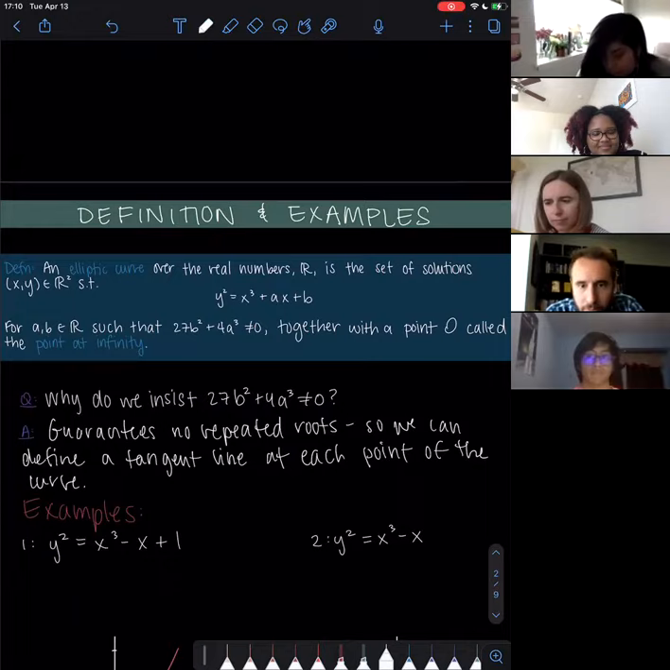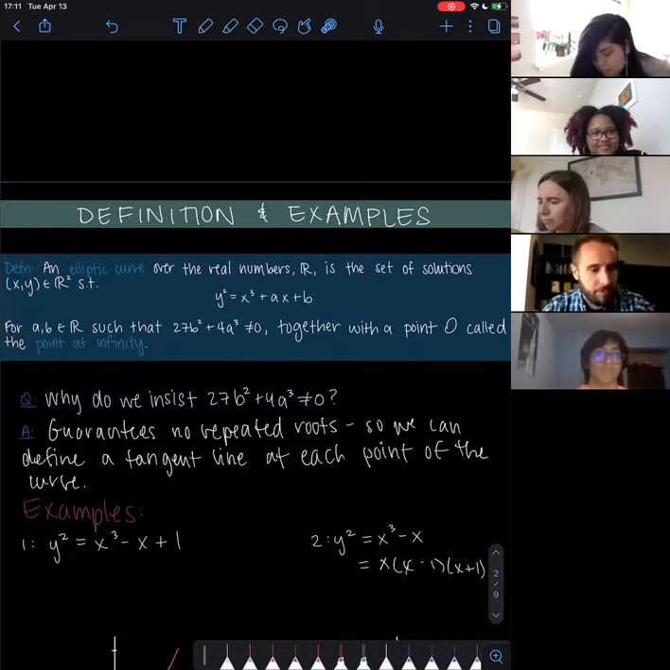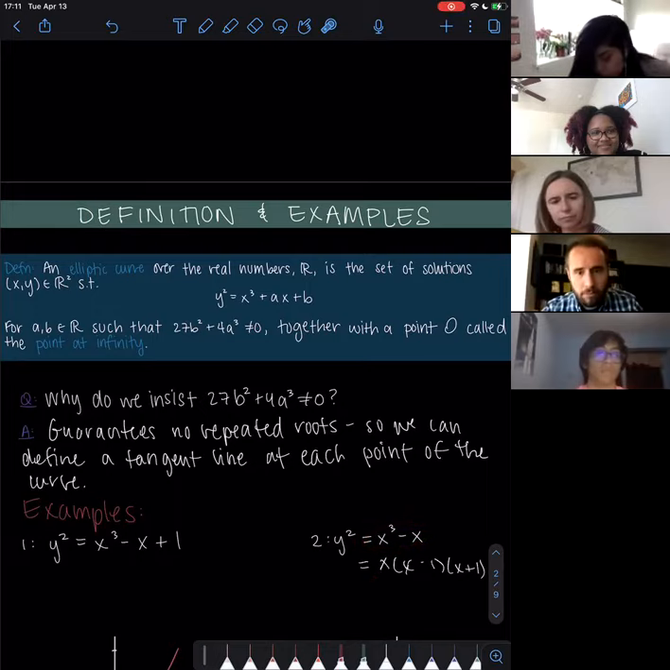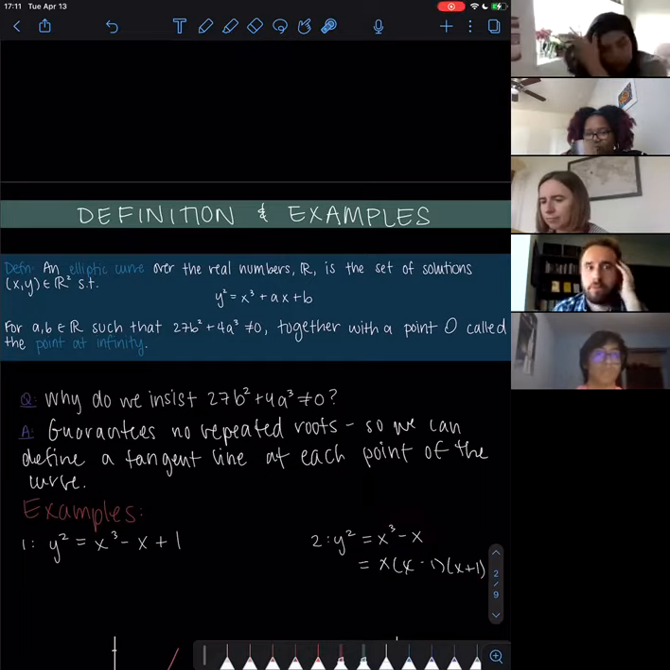But in the second equation, we can rewrite it as, let's see, I have it written down so I don't mess it up, x times x minus 1 times x plus 1. So this tells us the right-hand side is going to equal 0 when x is either 0, positive 1, or negative 1. And if the right-hand side equals 0, that tells us y squared equals 0, and so y is 0. So we already know 3 points on the curve: (0, 0), (1, 0), and (-1, 0).